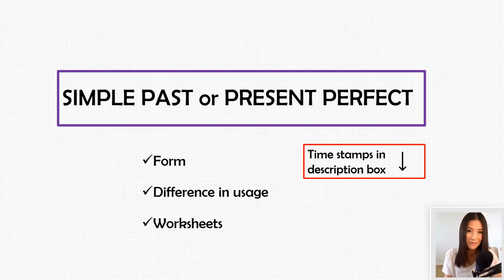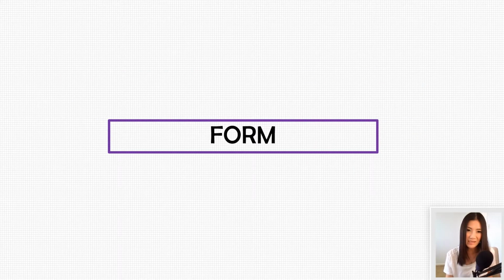Today we'll talk about the various factors you should consider when you're choosing between the simple past or the present perfect. We're going to begin by reviewing the two forms for these verb tenses, but if you would like to just skip this section and go straight into usage and looking at how we use these verb tenses differently, please look at the description box below and you will find the timestamps for that.